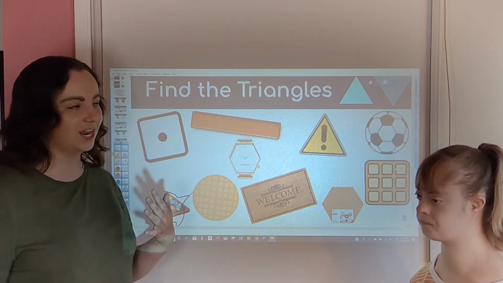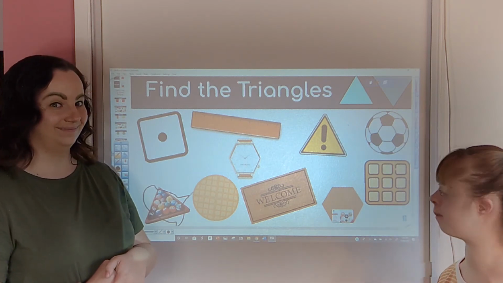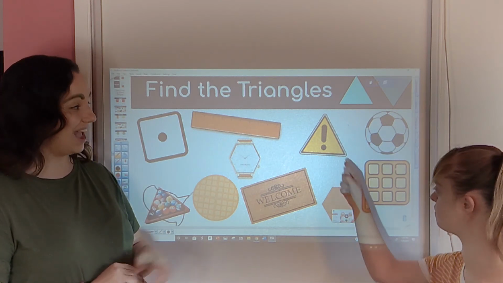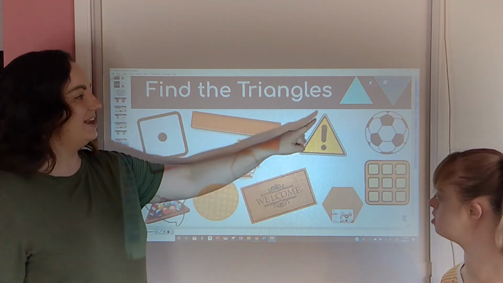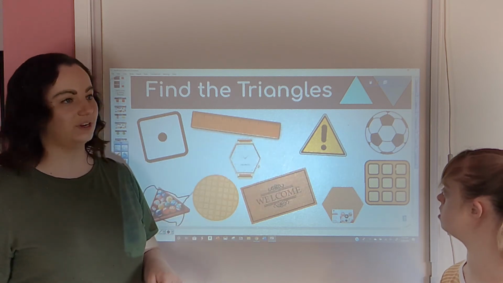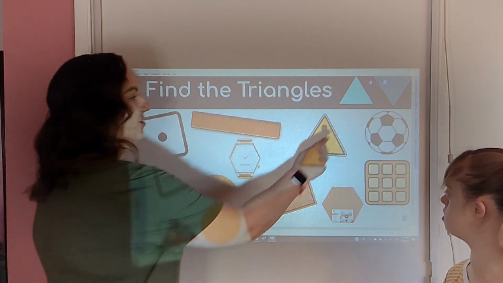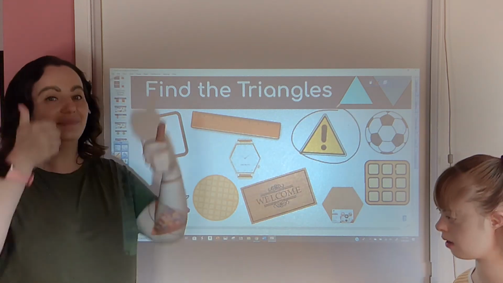You have another chance. Find the one other triangle in this picture. You see it, Kaylee? Yes, right there. The kind of exclamation point sign. It is a triangle. One, two, three sides, three vertices. That's a triangle. And if that's what you were thinking and seeing at home, amazing job.